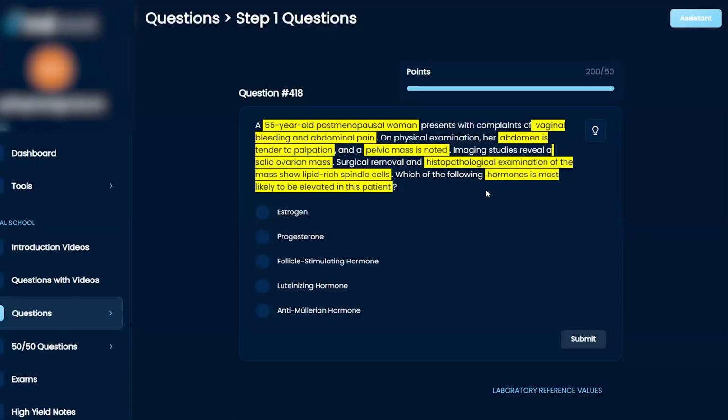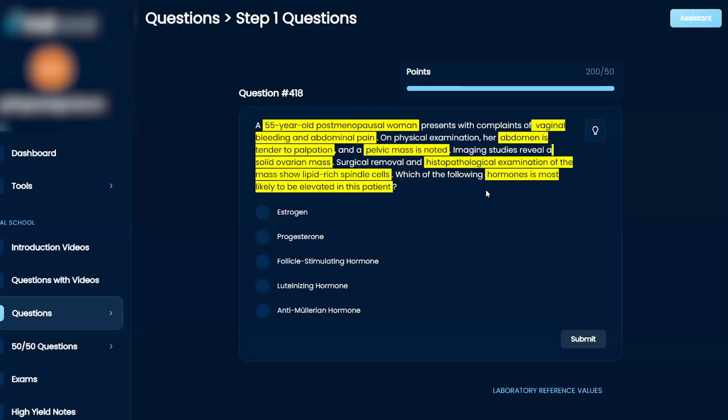Yeah, break it down. This is how I would view it. Break it down to the clinical setting. A 55-year-old postmenopausal woman that's bleeding is not good, right? On top of that, she has abdominal pain, a pelvic mass, and a solid ovarian mass. So what ovarian pathology or tumor can cause postmenopausal bleeding? That's what you should really be thinking to yourself.